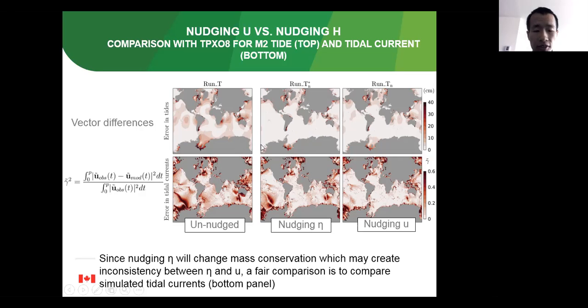But as we mentioned earlier, nudging eta will change the mass conservation, and a fair comparison is to compare the simulated tidal currents, which is shown in the bottom panel. And here we see that nudging U shows the smallest errors. And this also indicates that simply nudging eta will not help correct U through the momentum equation over some regions.